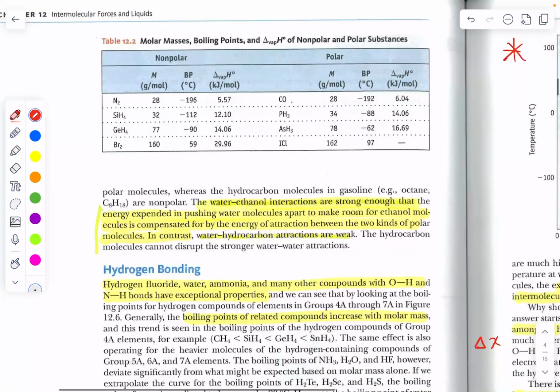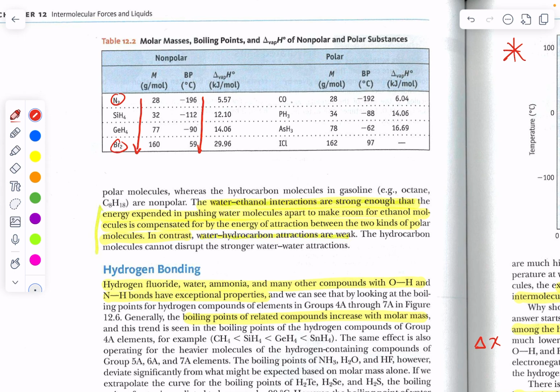Now, you'll notice something here, that as your molar mass gets bigger and bigger and bigger, your boiling point gets bigger and bigger and bigger. In other words, it takes more and more energy to turn bromine into a gas than it does to take nitrogen into a gas. In fact, nitrogen is already a gas well before it ever gets to the coldest temperature on the planet, which is a good thing.